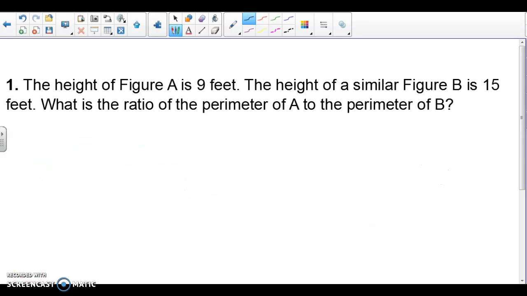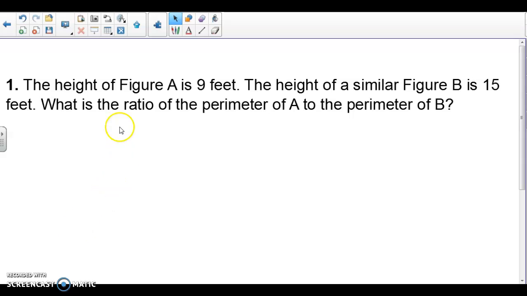So why don't you take a second and look at this problem. They said the height of figure A is 9 feet. The height of a similar figure B is 15 feet. What is the ratio of perimeter A to perimeter B? Take a minute, pause the video, give it a shot, and when you're ready, play it and you'll see the work.